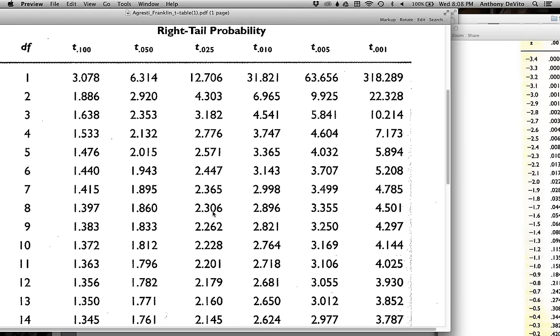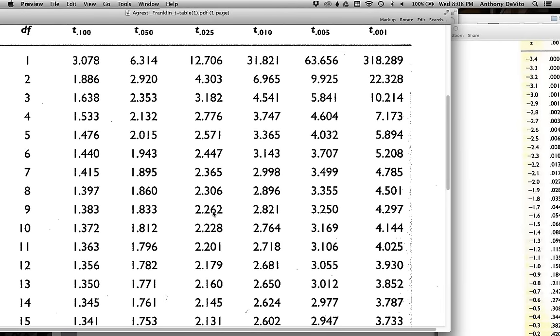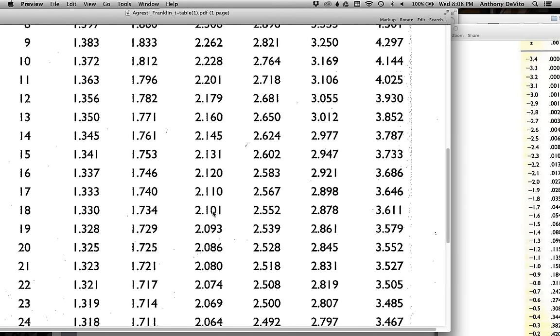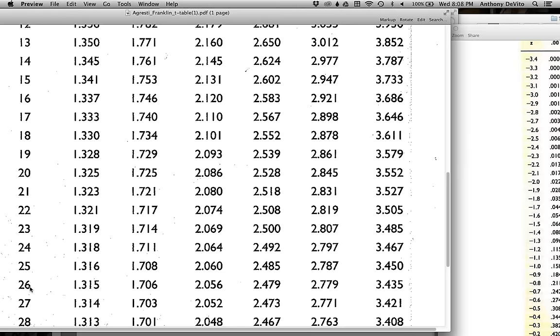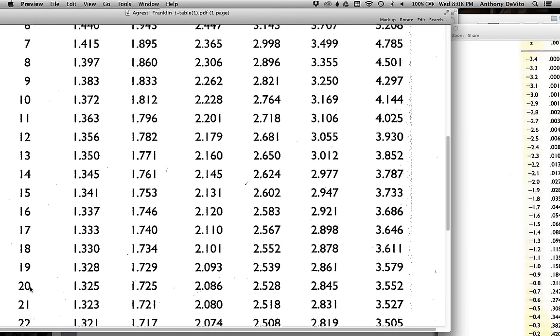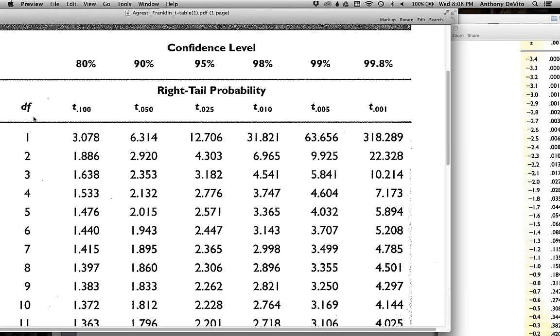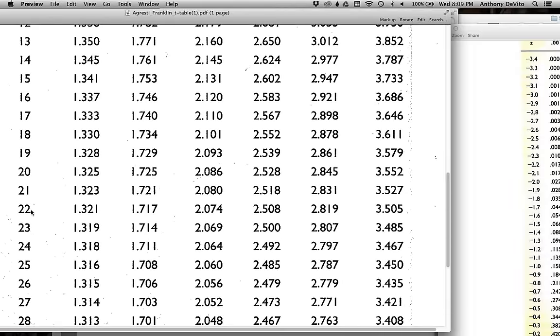So let's see our sample size. What was our sample size? 26. Let's go to 26. Okay, 26. But wait a second. Does this chart give us sample sizes? No, it gives us degrees of freedom. You remember when we were talking about degrees of freedom, when we were talking about variance? The number of degrees of freedom was equal to the sample size minus 1. So if the sample size is 26, degrees of freedom is 25, right?